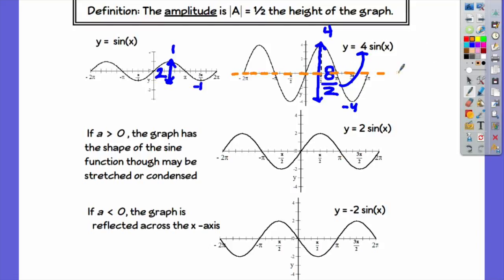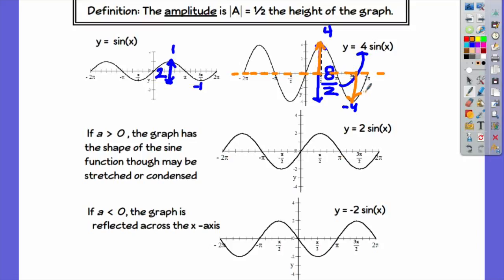Take that equilibrium. Take that midline. What's the distance from here to the top? Or from here to the bottom? Okay? But it's the absolute value. So if it was negative here, what's the amplitude? 2. It's still 2. It's a positive 2. That negative doesn't affect the amplitude. That negative causes the graph to what? Flip. It's a reflection, okay?